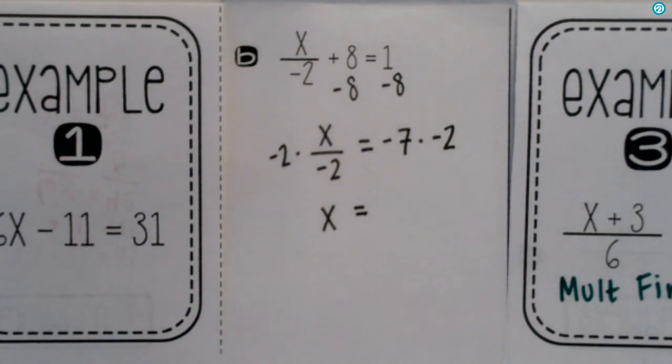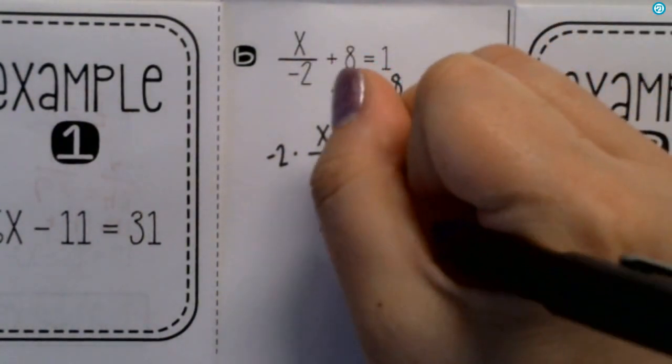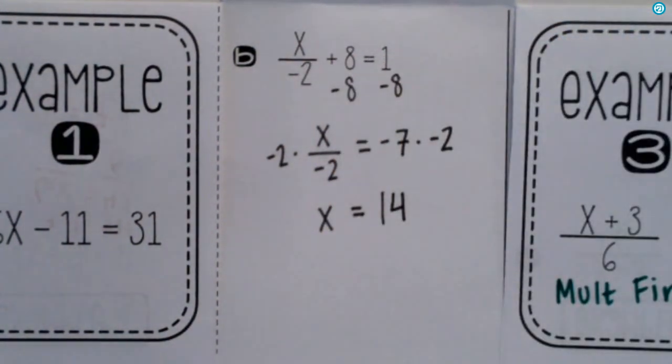Thank you. So a negative times negative is positive. 7 times 2 is 14. All right. Any questions about either of those examples so far?